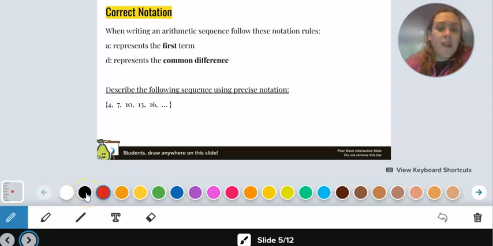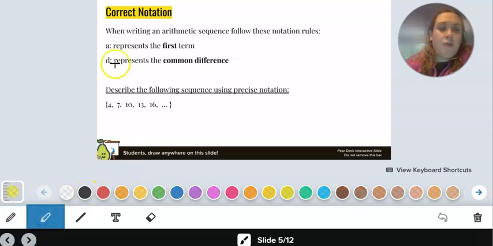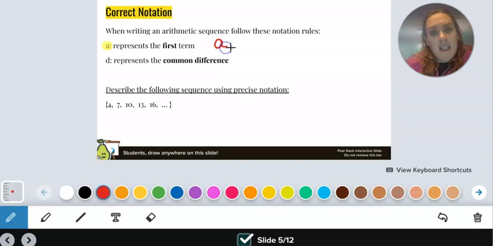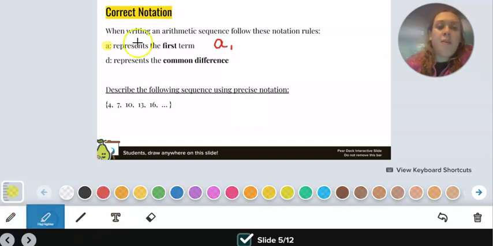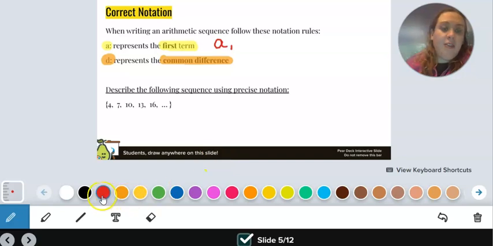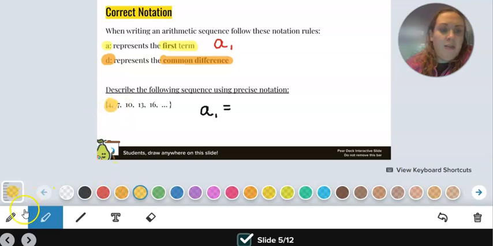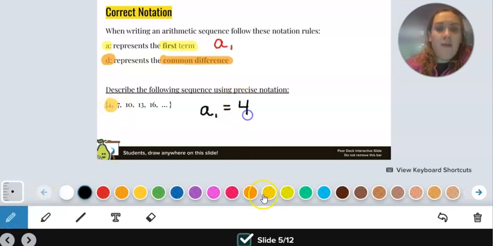So when you're writing an arithmetic sequence, follow these notation rules. We use this letter A. Specifically, we're going to see A with the little number 1 to represent our first term. And D is going to be our common difference. So to describe this using that notation, what is our first term? Looking here, just look at what's in the front, and we see a 4. Great. Our first term is 4.